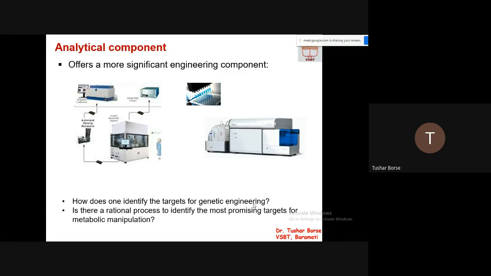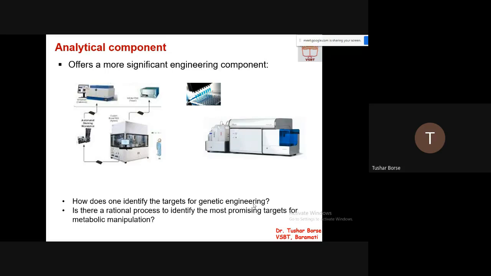Now once you have studied the metabolite, you will try to study the reactions, and as we know, the reactions are catalyzed by whom? The enzymes. So you will try to understand the different enzymology which is involved there: which enzyme, what is the rate of the reaction, whether it is a regulatory enzyme, etc. All those kinds of things you will study.